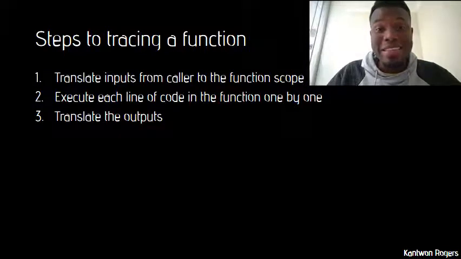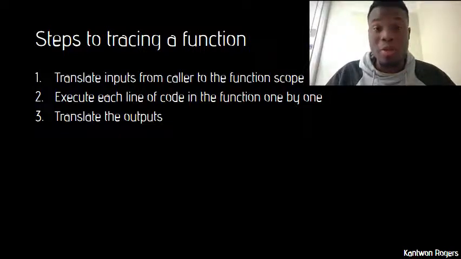So there are three basic steps in tracing through any function. First, you're probably going to have something calling your function, and most functions have inputs. So the first step that you need to do is translate your inputs from one scope, the scope that's calling your function, into the actual scope of the function itself.